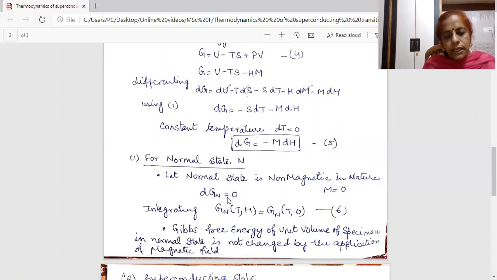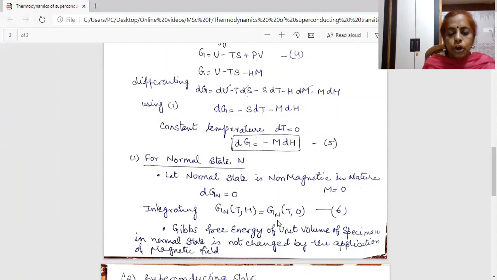Integrating this expression, I get Gn at a particular temperature T and field H equal to Gn at T, 0. What does this show? That the Gibbs free energy of unit volume of the specimen in the normal state is not changed by the application of magnetic field. I have already taken the temperature to be constant, so I am writing capital T in these two expressions.